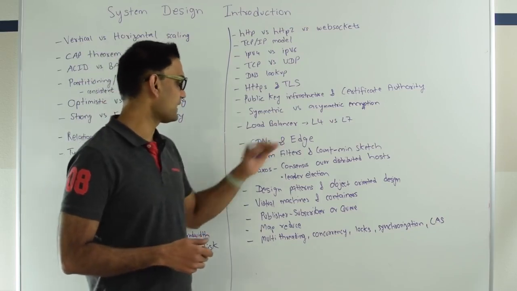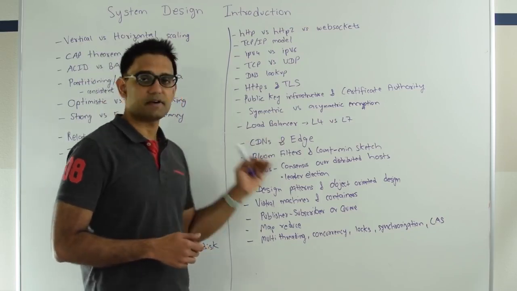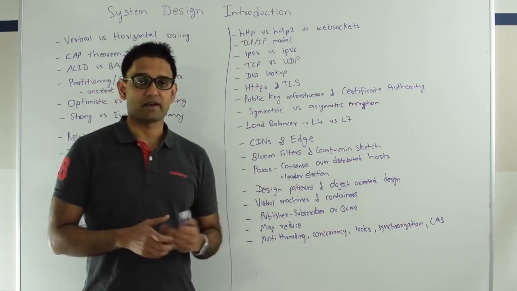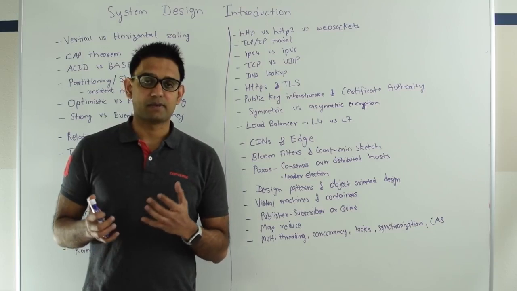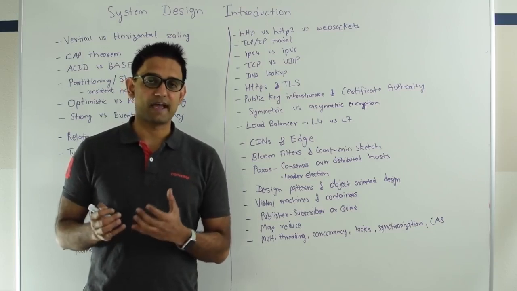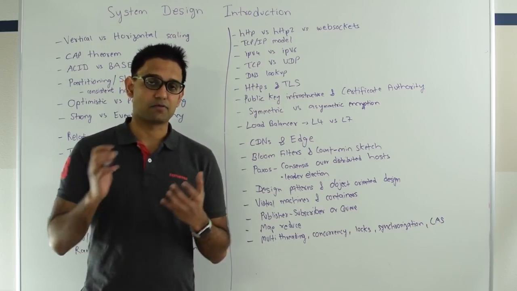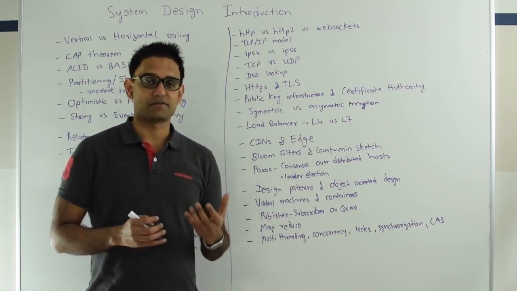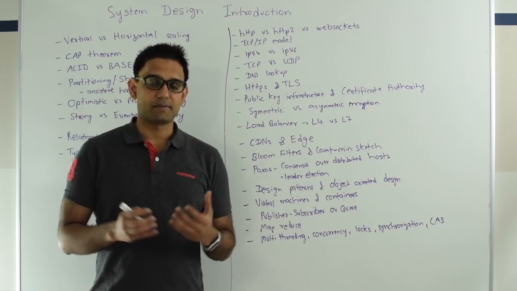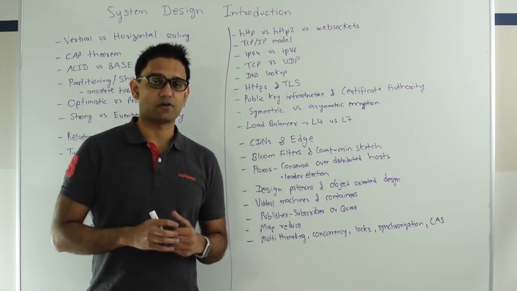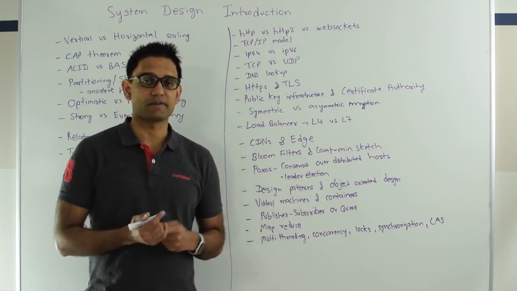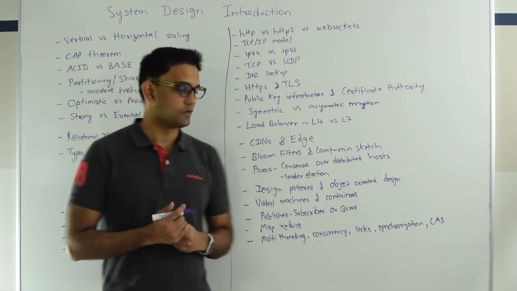Then we have CDNs and Edge. CDN is Content Delivery Network. Let's suppose you are watching Netflix from Seattle. Netflix will put the movies and series in a content delivery network close to you in Seattle. So when you're streaming, the movie can be streamed right there from the CDN close to you instead of all the way from the data center, and this helps both performance and latency for the end user.